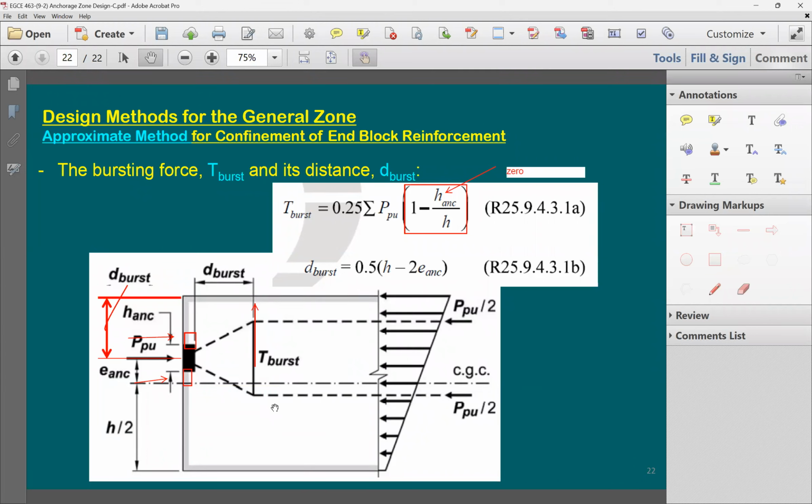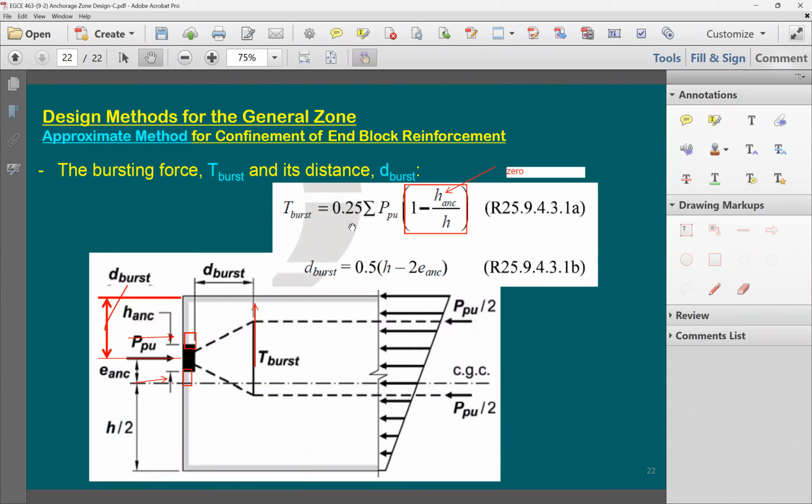So if I have 400 kips as pre-stressing force, roughly I can just take a quarter of it. It's going to be like 100 kips to design the ties for. I say, well, this quarter is a lot.